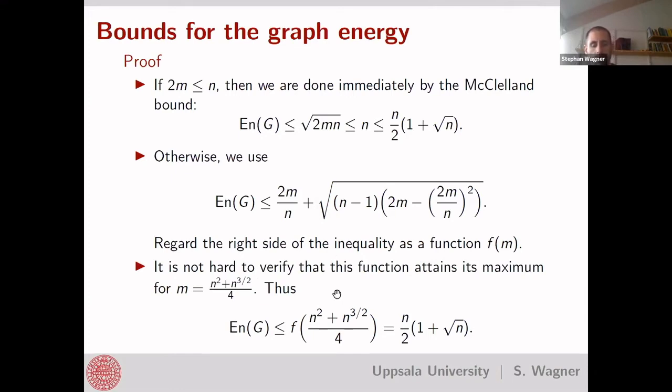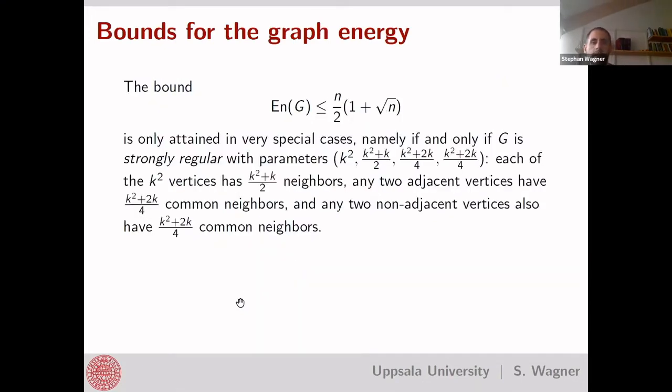But of course, equality cannot always hold because, for example, this needs to be an integer. And you're taking a square root of n here. So the only hope for this to ever be an integer is that n is the square of a number. And in fact, for equality to hold, you need G to be very special. It needs to be strongly regular, as it turns out.